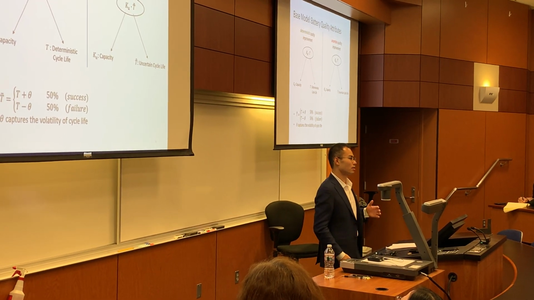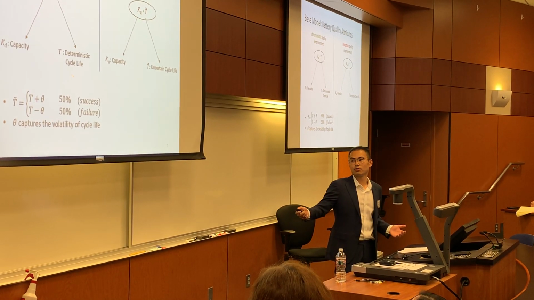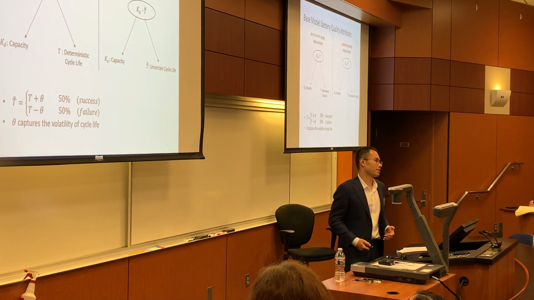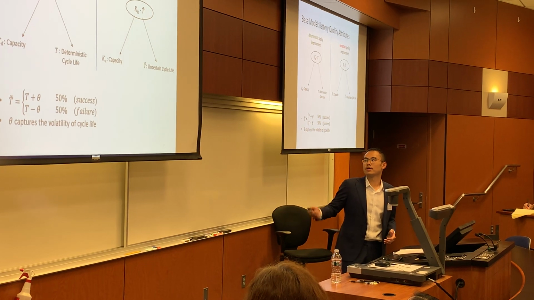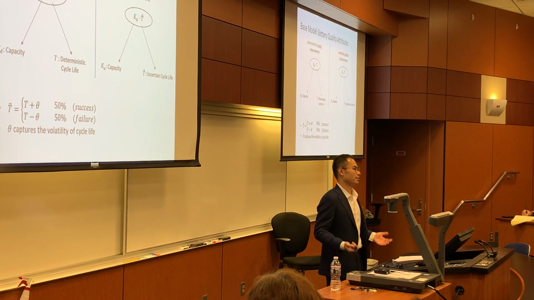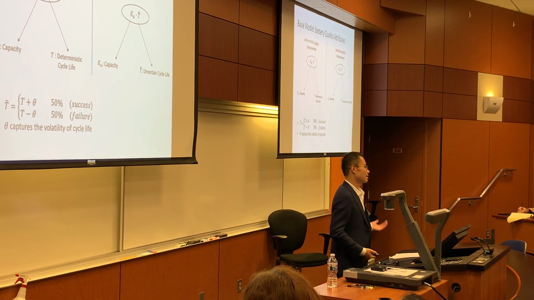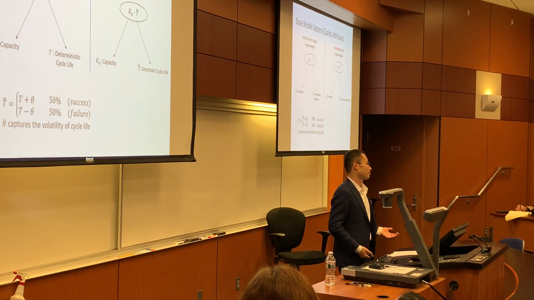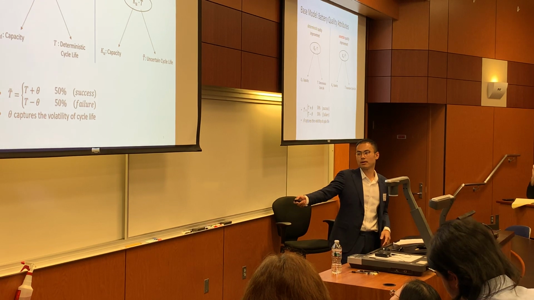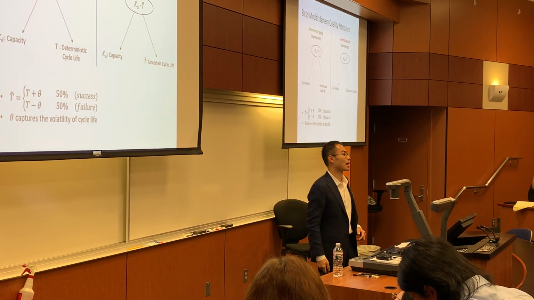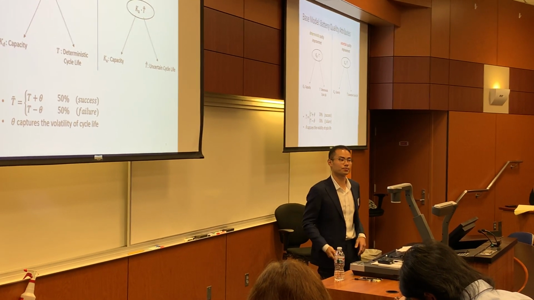Depending on what technology the firm is using, if the firm uses a deterministic technology, then T will just be a fixed parameter. However, if the firm is using an uncertain technology, then the cycle life T is uncertain before development. Specifically, it could be as good as T plus delta or T minus delta, each happening half of the time. So we use the parameter theta here to capture the volatility of cycle life. It's also a measure for the level of uncertainty.